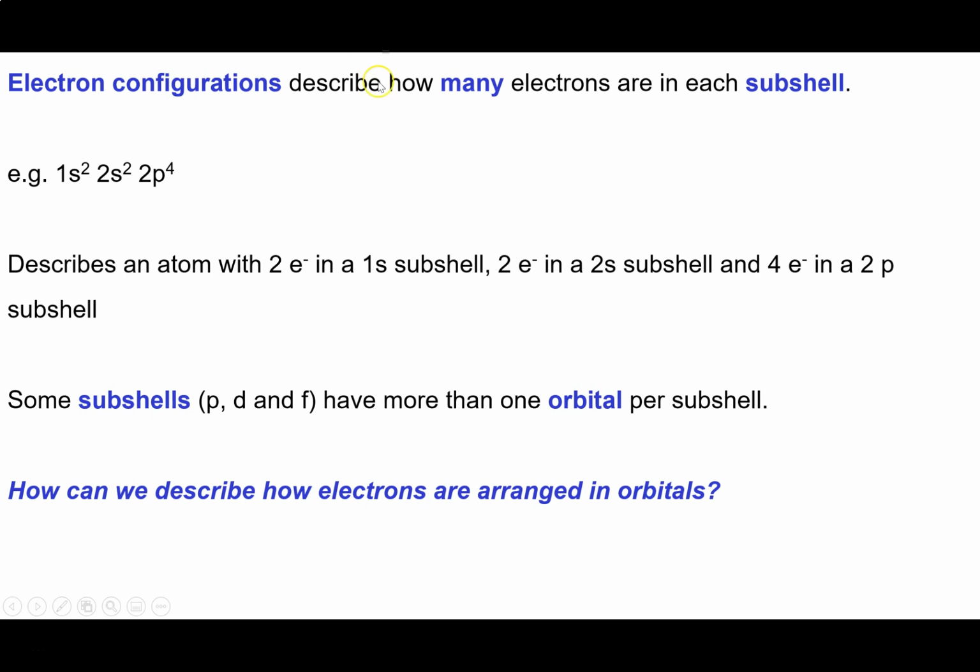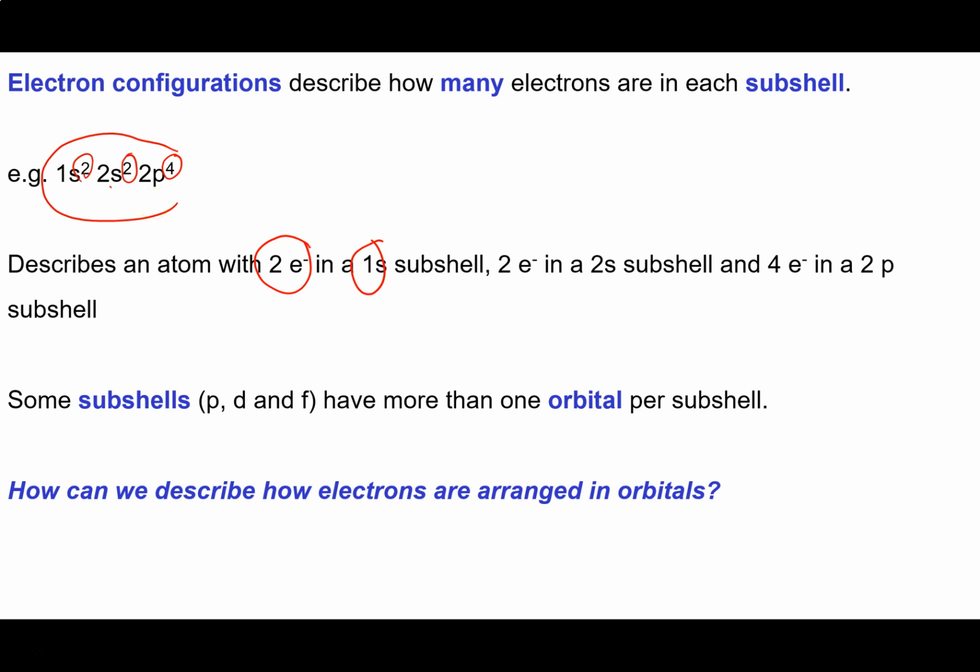In section 6.8, we look at the use of electron orbital diagrams to show how electrons are spinning within orbitals. So electron configurations describe how many electrons are in every subshell. If I look at this electron configuration here, what it's really telling me is that I have 2 electrons in a 1s subshell. That's what the 2 there is saying. Then I have another 2 electrons in a 2s subshell. And then finally, I have 4 electrons in a 2p subshell.